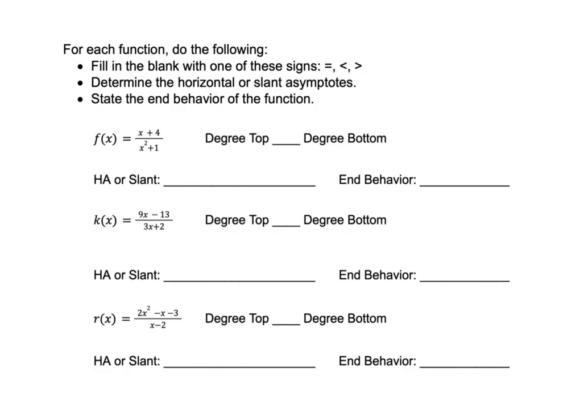Decide: is the degree of the numerator, so top is numerator, right? So it's numerator divided by denominator. I haven't been saying top and bottom, I've been saying numerator and denominator. So is it equal to, less than, or greater than? That's what you're putting here: equal to, less than, or greater than. And then once you figure that out, you can determine the end behavior and the slant or horizontal asymptote. So pause, try this on your own, and then you can listen and check your work when you're done.